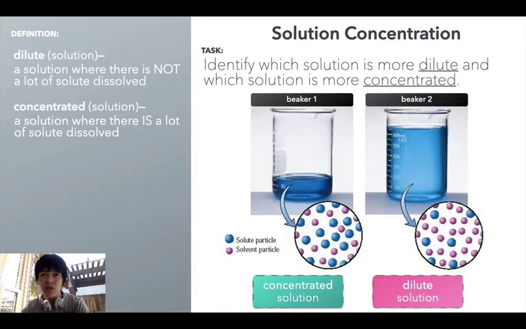One thing to note is that the volume of a solution does not tell you any information about whether a solution is concentrated or not. For example, even though there is more solution in beaker 2, that solution is dilute when compared to the solution in beaker 1.